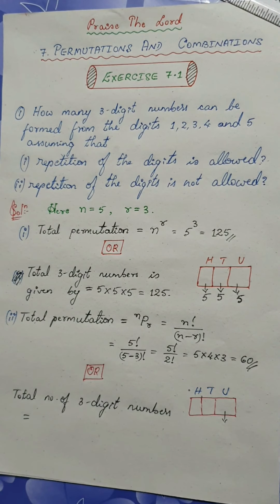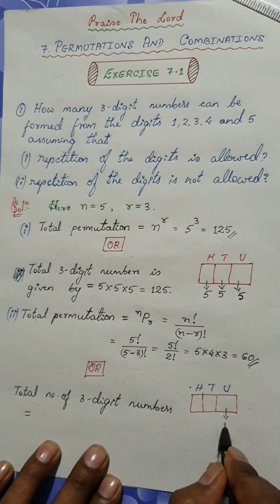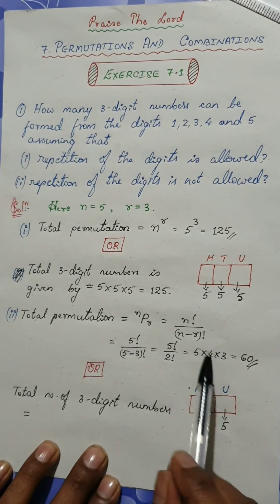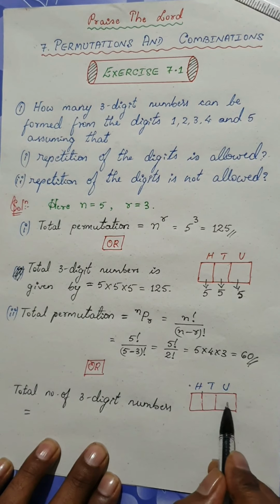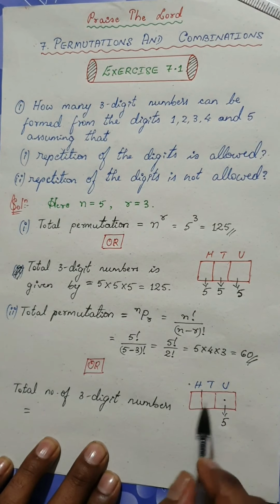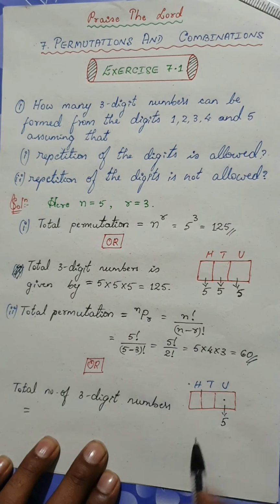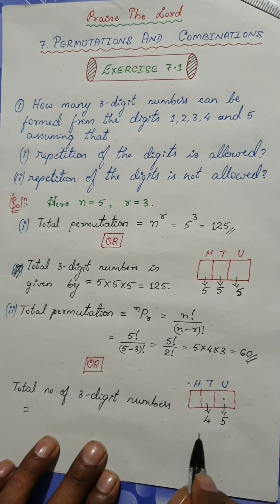Note this carefully, because there is a difference between this and this. The units place can be filled by any of the 5 numbers, which is 1 to 5. Coming to the tens place, if one number is already filled here, then that number cannot appear here again, because repetition is not allowed. Then the tens place can be filled by any of the 4 remaining numbers.